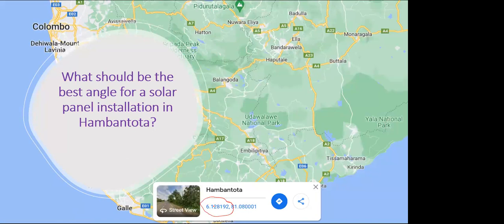And if you're going to fix any fixed solar panel, what's the orientation of the solar panel? Where should it face? This angle is 6.1 something, that is correct. What should be the orientation? The direction.